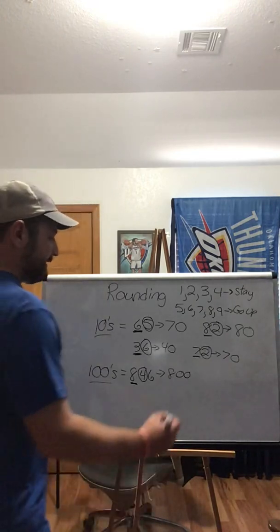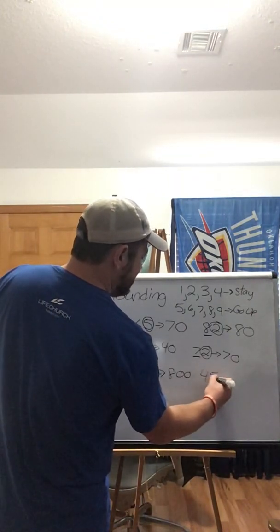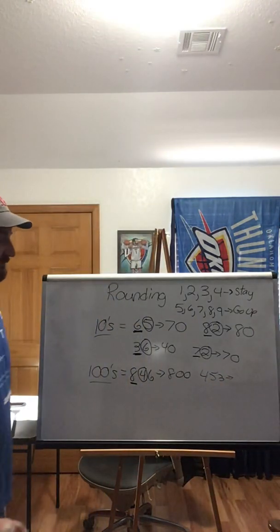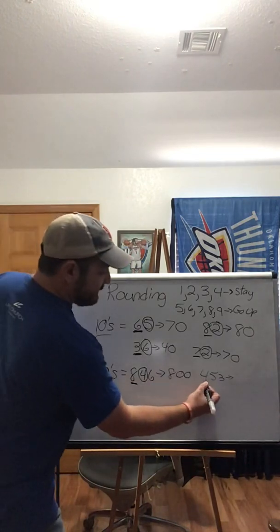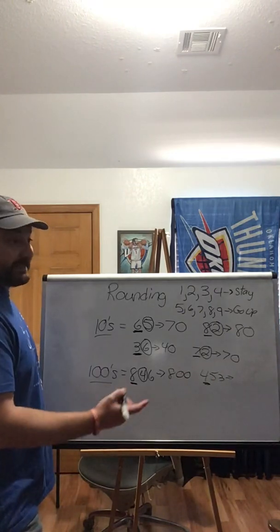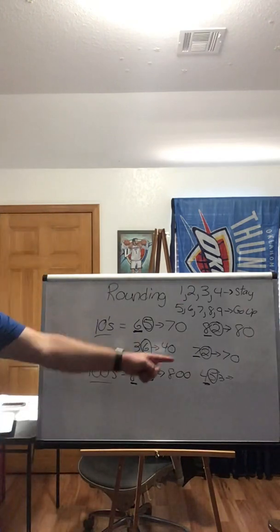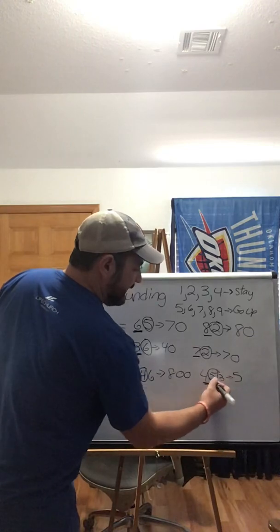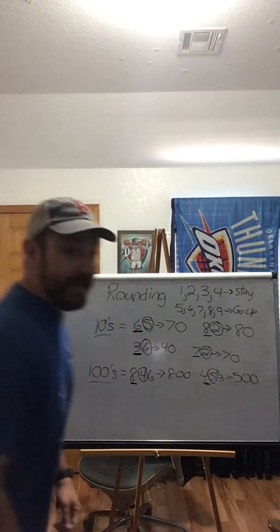Let's do another one. Let's say I have the number 453. Okay? If I have the number 453, what's it do? Okay, what's the number I'm focused on? I'm in the hundreds place, 4. Which number is going to tell what it's going to do? 5. So what's that 5 telling that 4 to do? Go up. And then the other two numbers become 0. That's exactly right. Great job.